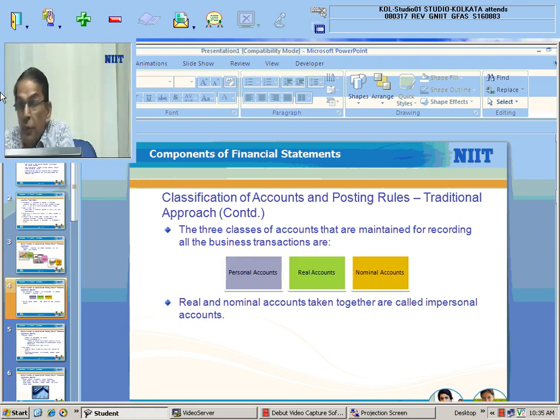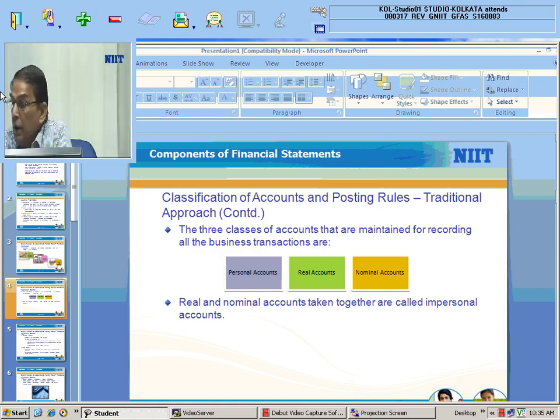Now personal accounts means accounts in the name of a person. So all transactions entered with that person will be recorded in that account. Now person doesn't mean only a biological person. Please understand. It need not be a biological person. Even a company will be treated as a person. Another company will be treated as a person. Bank will be treated as a person. So any other organization can be treated as a person, any entity, whether it's biological entity or artificial entity, it can be treated as a person.